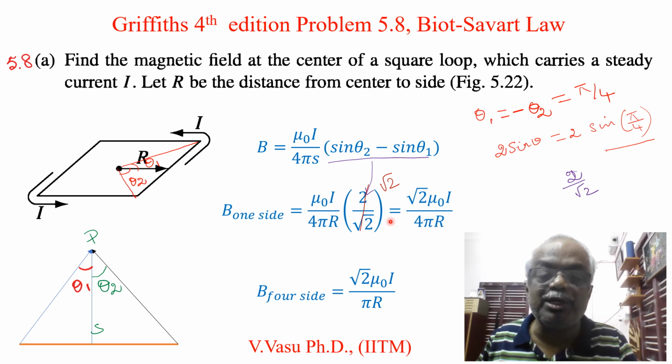Now this is for one side. There are four such sides, so you have to multiply by 4 in order to find the total magnetic field. This 4 will get cancelled. So finally we get the total magnetic field, which is equal to square root of 2 mu naught I divided by pi R. And next we will move on to part B.